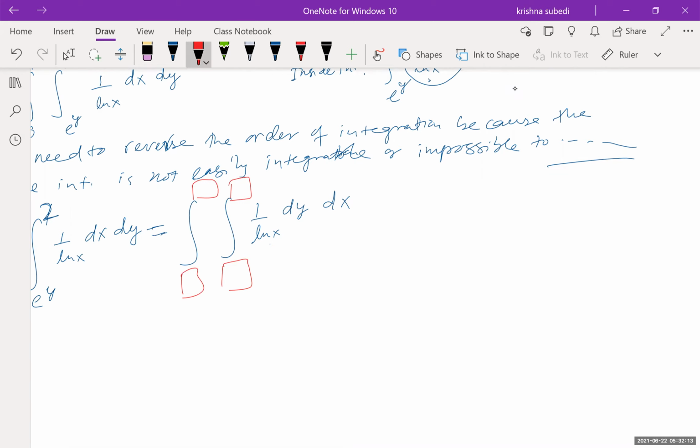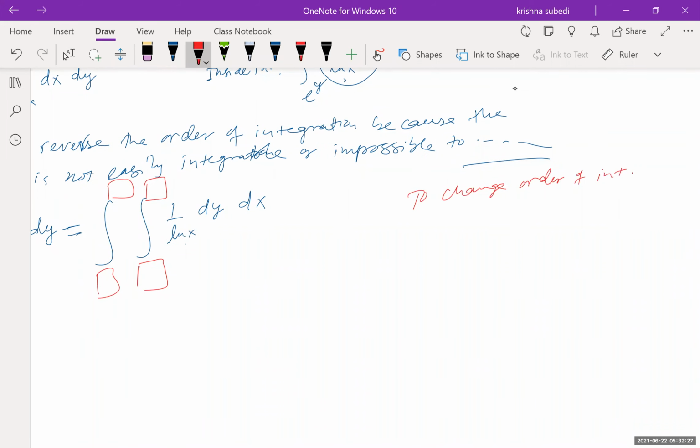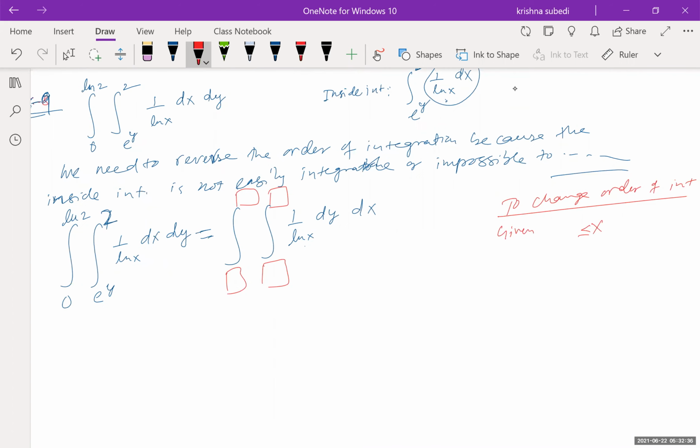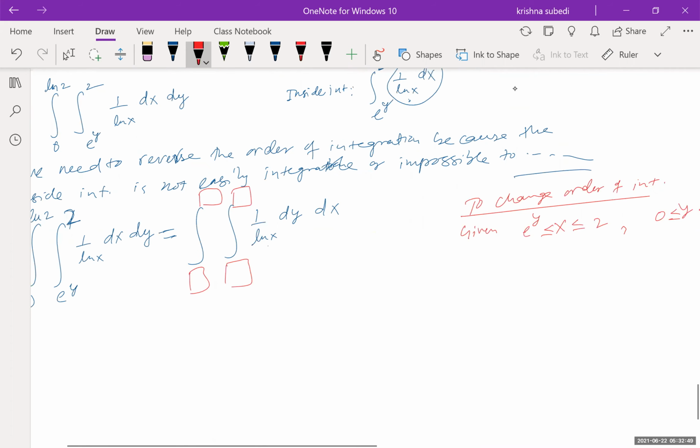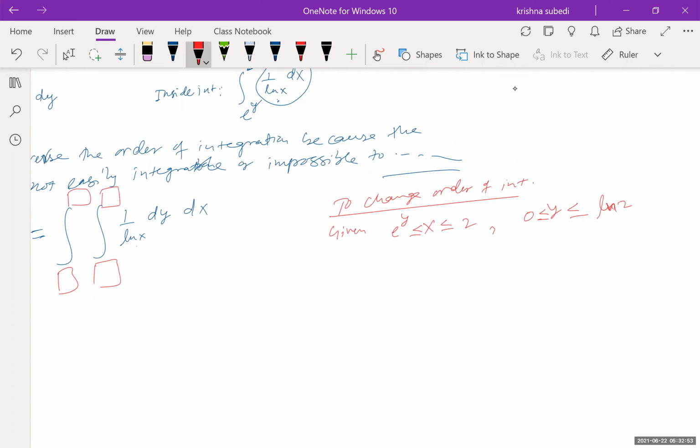So to reverse the order of integration, what is given here is that x goes from e raised to power y all the way up to 2, and the limit for y is 0 to ln 2. Unlike in the previous example where all the limits involve either a simple variable or a number, in this case the limits involve the exponential function as well as the logarithm. But still, all we need to do is put them in order.